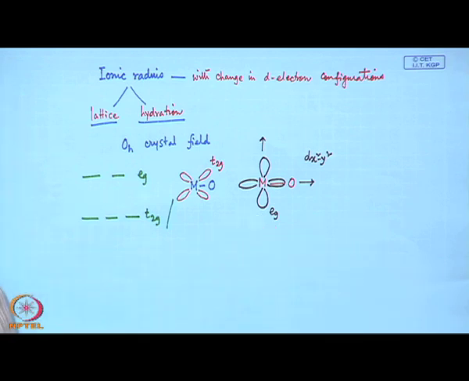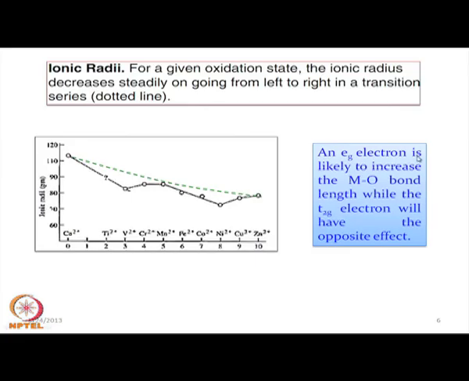So, what happens if an EG electron is there? That EG electron will try to increase the MO bond length, which is quite obvious, because this metal ion having EG electron faces the ligand orbital, the ligand p orbital or any other hybrid orbital directly. So there is head-on overlap between the metal d orbital and the ligand p orbital. As a result, the corresponding metal oxygen bond length will increase.